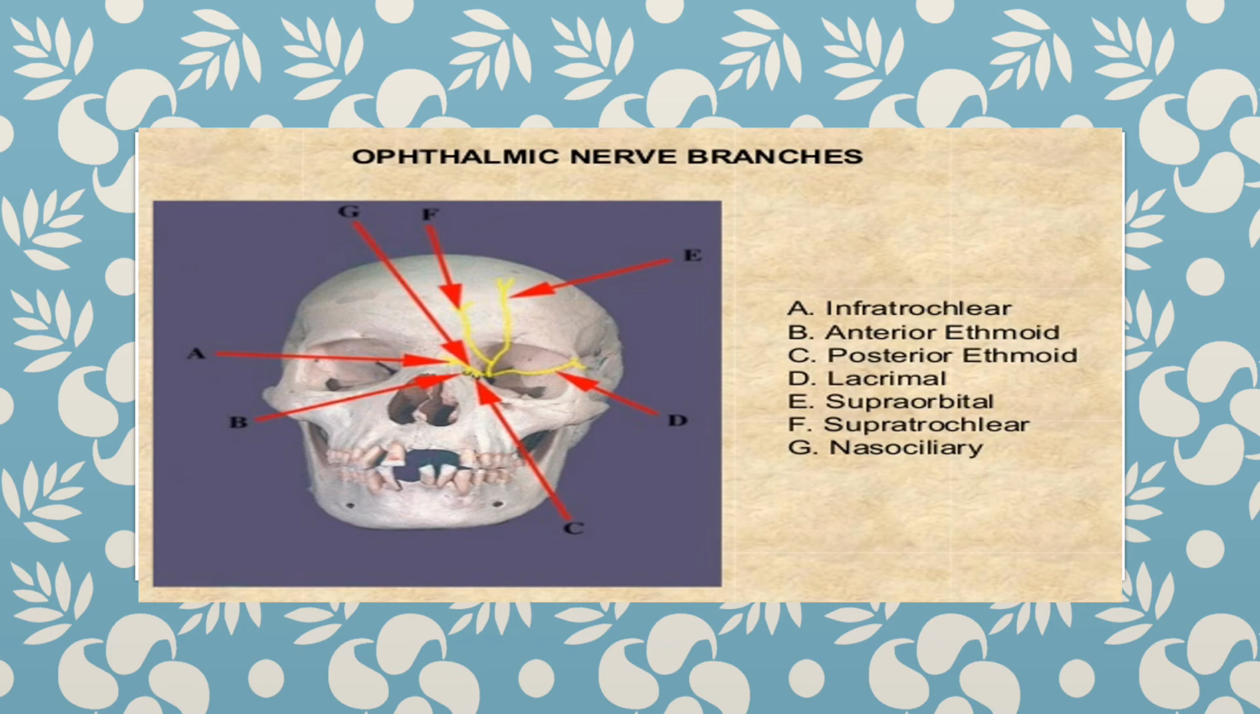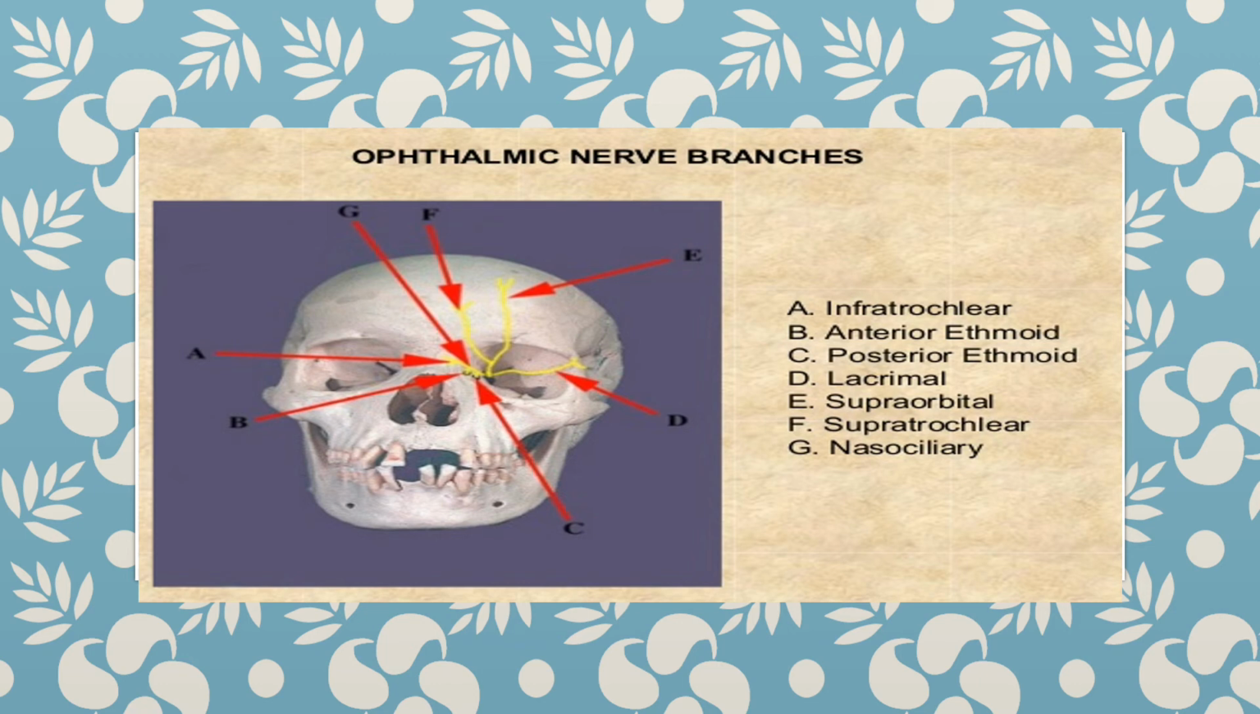Here, all the branches have been shown that you can see. We can follow them from A to G. A is the infratrochlear nerve. Then B is the anterior ethmoidal nerve. C is the posterior ethmoidal nerve. D is the lacrimal nerve that travels laterally.